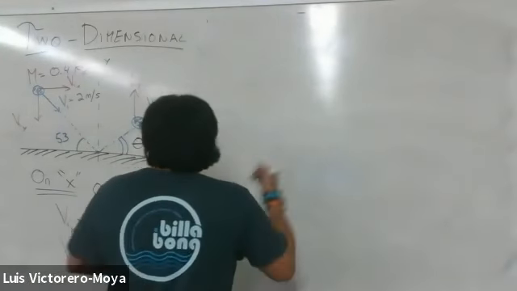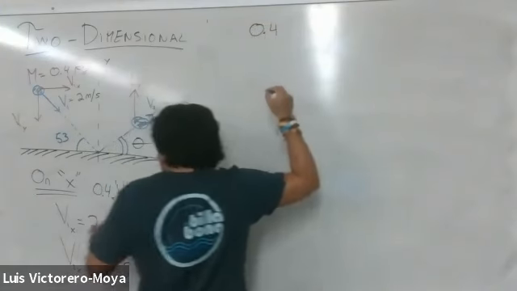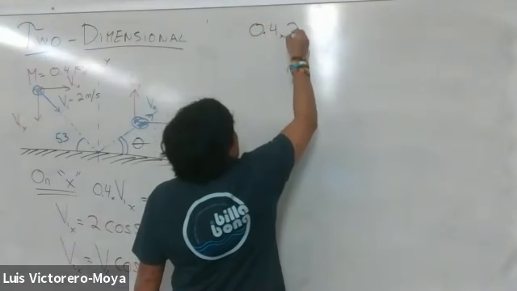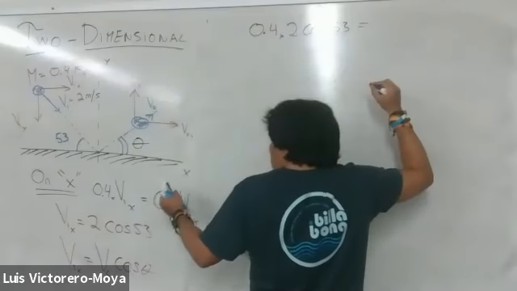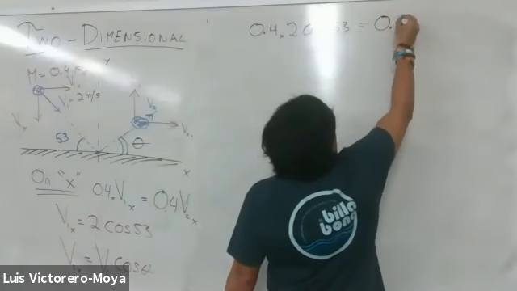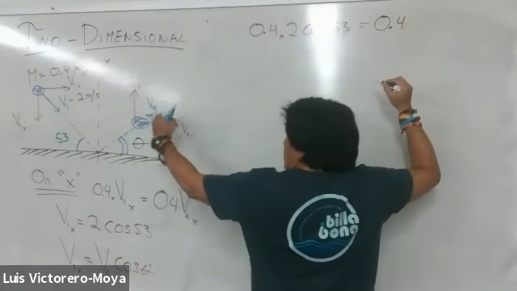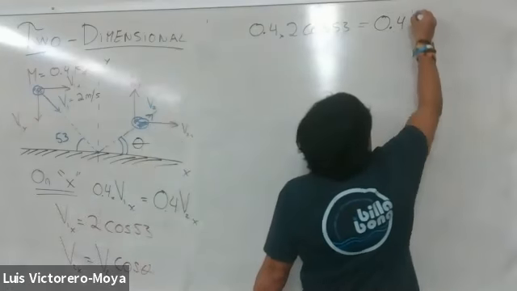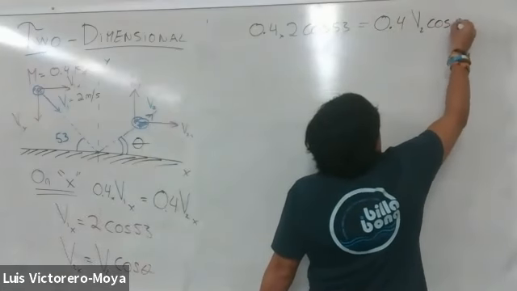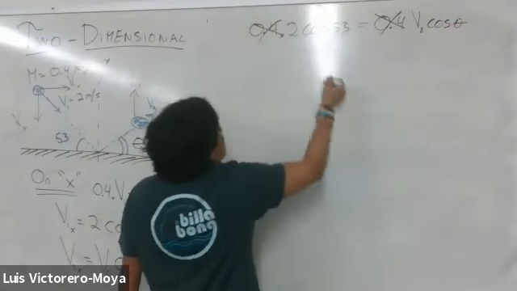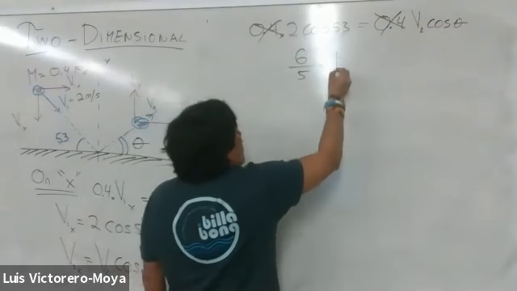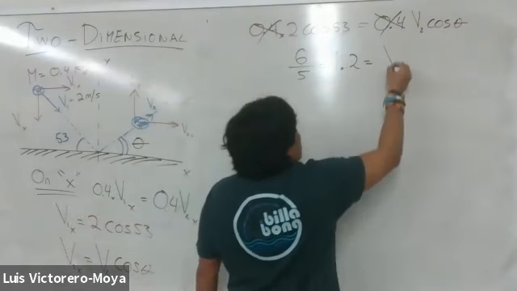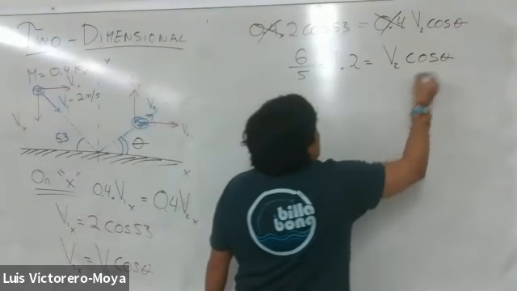So 0.4 times V1x, which is 2 cosine 53, equals 0.4 times V2x, which is V2 cosine theta. That cancels with that. Cosine 53 is 3/5, so 6/5, which is equal to 1.2, is equal to V2 cosine theta. That's your first equation.